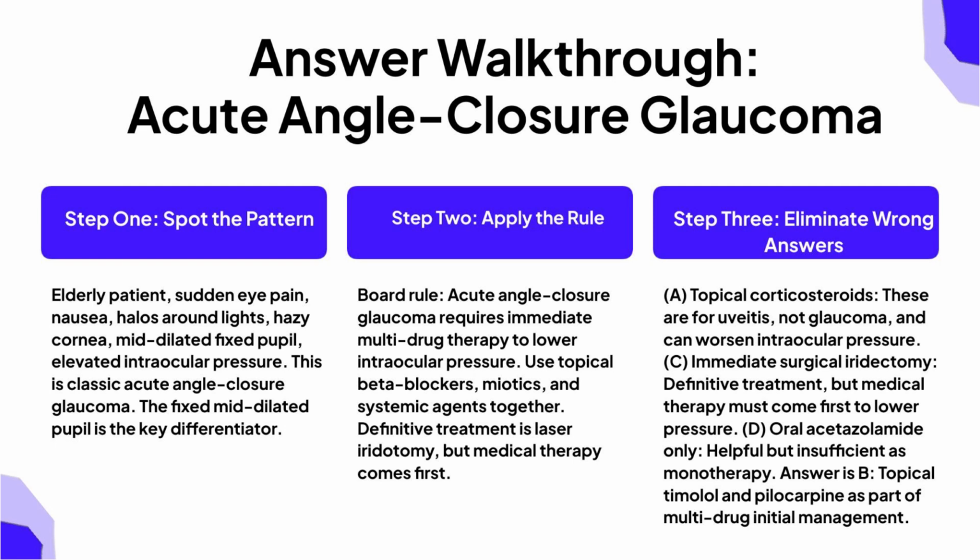Topical corticosteroids are for uveitis, not glaucoma, and can actually worsen intraocular pressure. Immediate surgical iridectomy is the definitive treatment, but medical therapy must come first. Oral acetazolamide only is helpful but insufficient as monotherapy. The correct answer is B, topical timolol and pilocarpine as part of multidrug initial management.